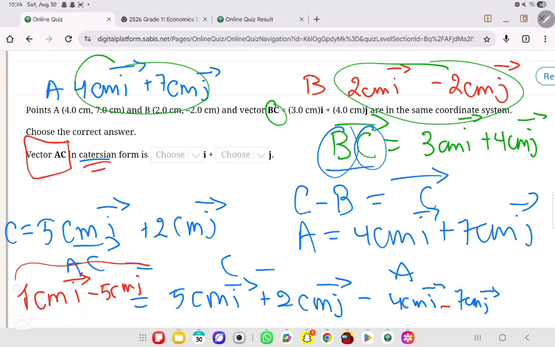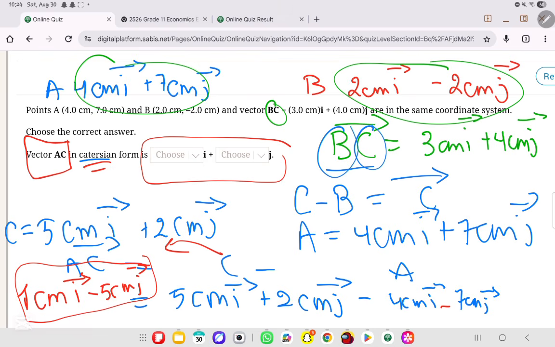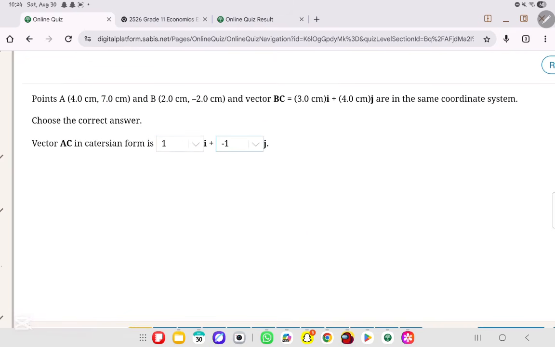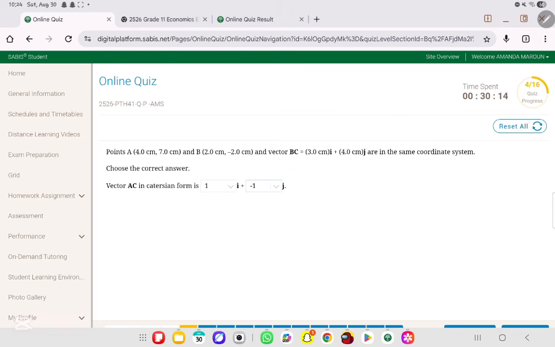Now, as much as I try, as much as I search on Google, as much as my friends try, we all get this answer. Okay, so this, in my opinion, is the correct answer. And there is something wrong here, because what did they put in the answer key? They put that it's 1 centimeter I minus 1 centimeter J. This is what they want in the answer key. But what is the correct answer? The correct answer is 1I minus 5J.